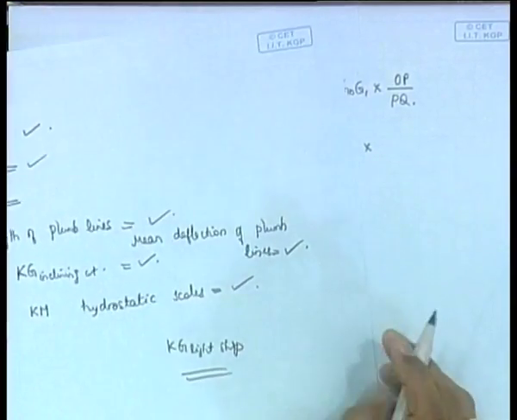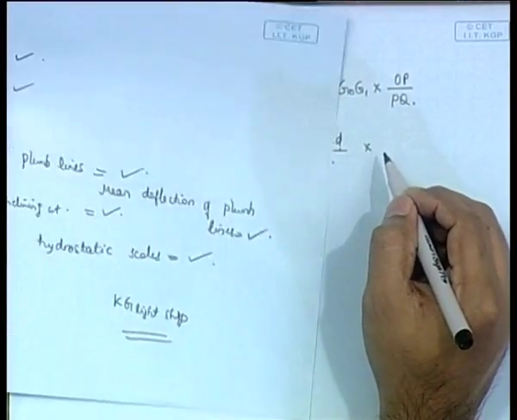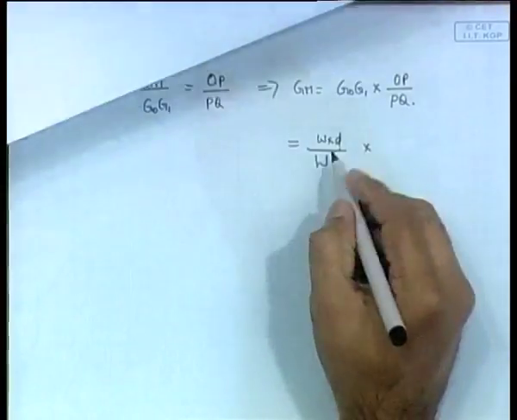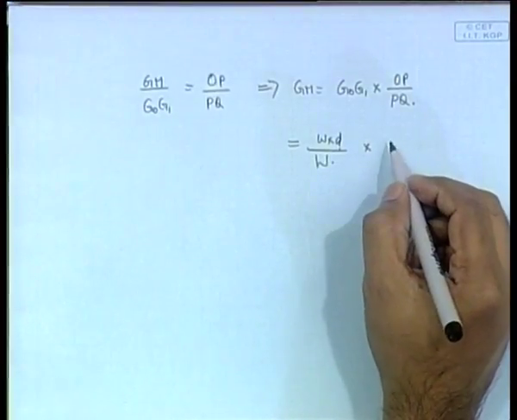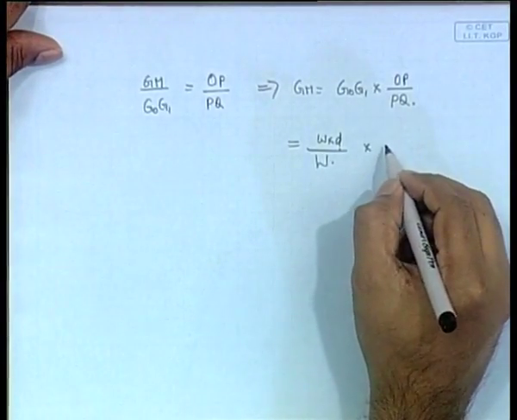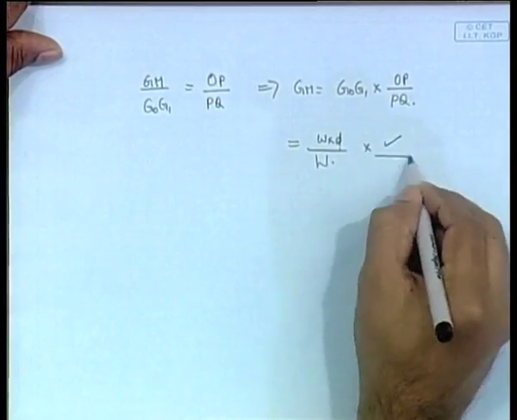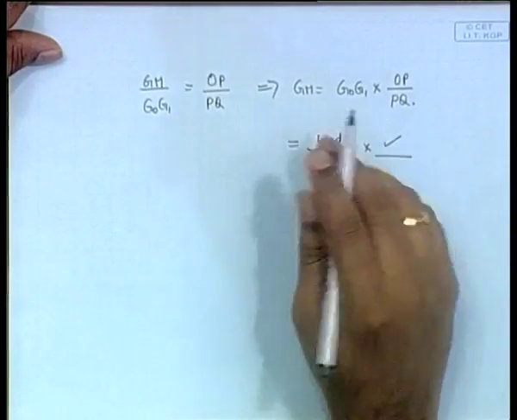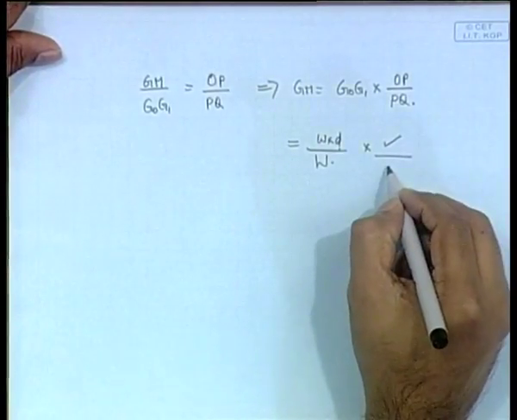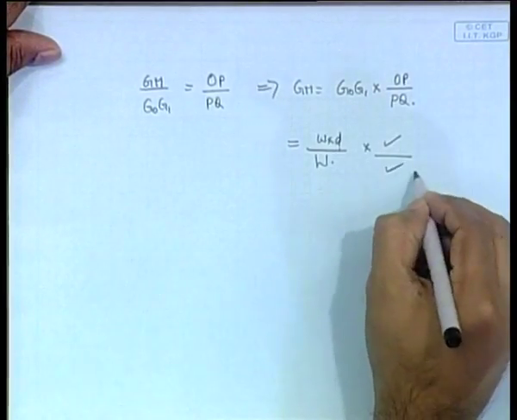Okay, this is given. So now what do we need to do? What is OP by PQ? OP is the height of the pendulum, which is the length of the plumb line. So that you will put here, and it is divided by PQ, the deflection of the pendulum, which is the distance, called the deflection of the plumb line as they have written. So that you put here.